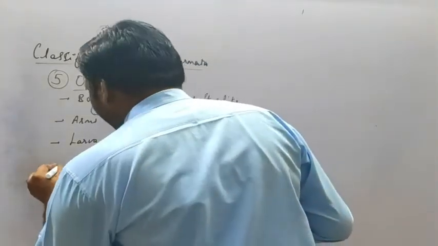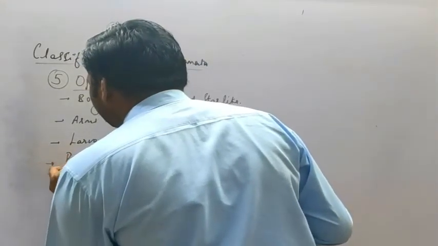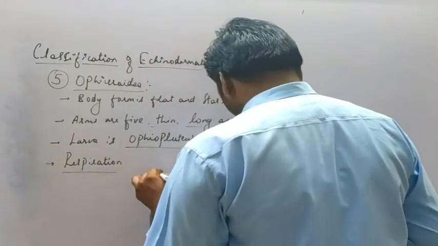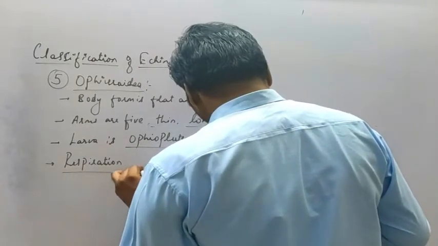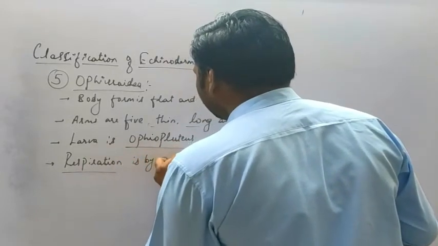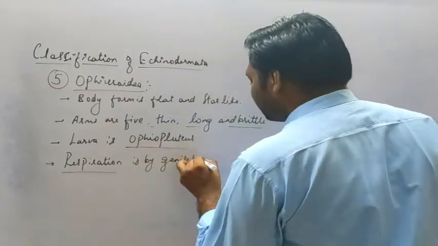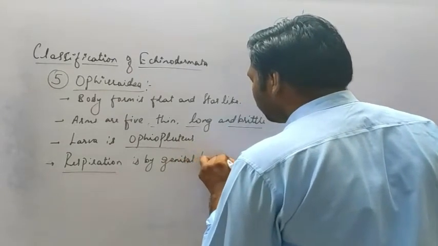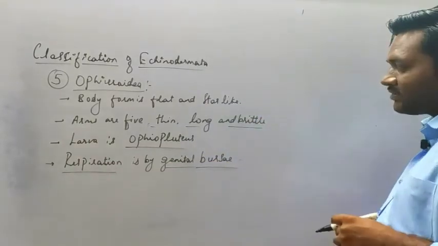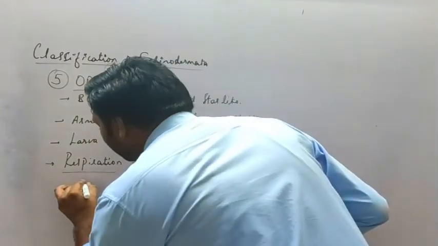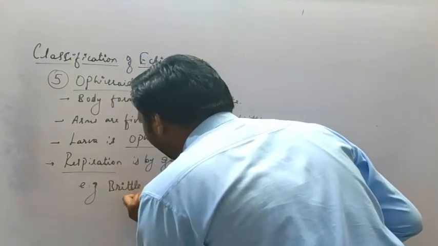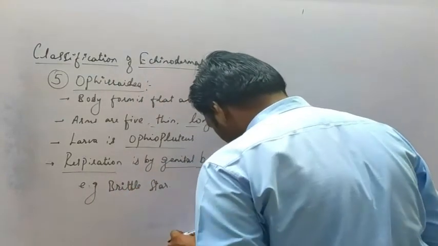Then respiration is by genital bursae. Okay, these are the structures which are responsible for respiration. The next example, brittle star.